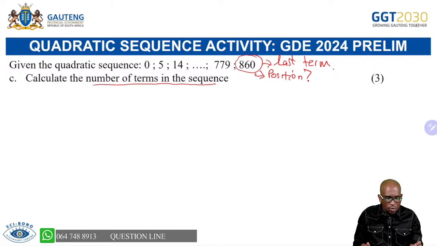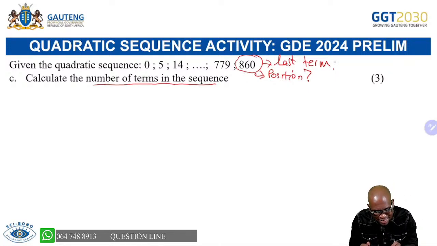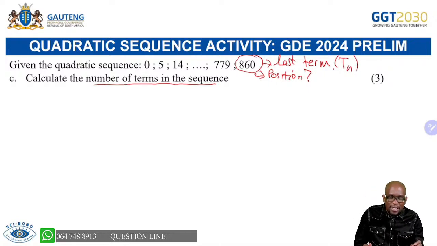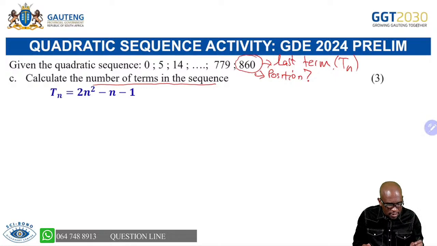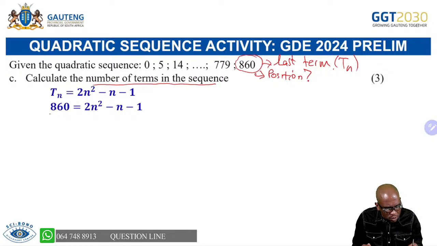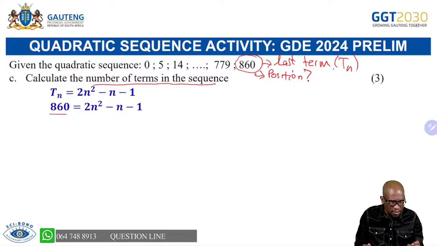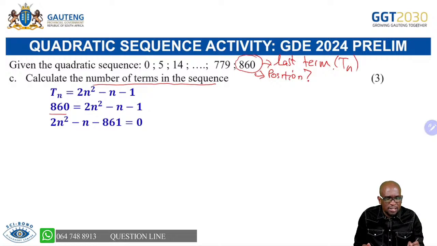So we are going to take our nth term and substitute our Tn. Our Tn is 860, and then we solve for n. Let's check. This is the general formula that we derived in the previous slide. From there, where we see Tn, we put 860. Then we write it in standard form, which means that we transpose the 860. So we will have -1 minus 860, which gives us -861.